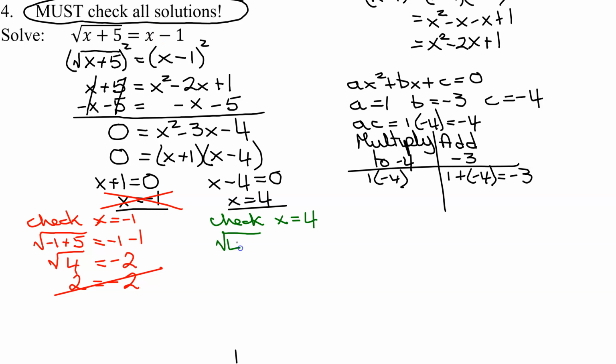Put a 4 here and here in the original equation. The square root of 4 plus 5, does it equal x, which is 4 minus 1? Does the square root of 4 plus 5 is 9 equal 4 minus 1 is 3? Remember, the square root with the radical sign means pick the positive square root. So the square root of 9 is 3. Does 3 equal 3? That is correct. Therefore, x equals 4 is a good solution to this equation. There's only one solution to this equation, and it's x equals 4.